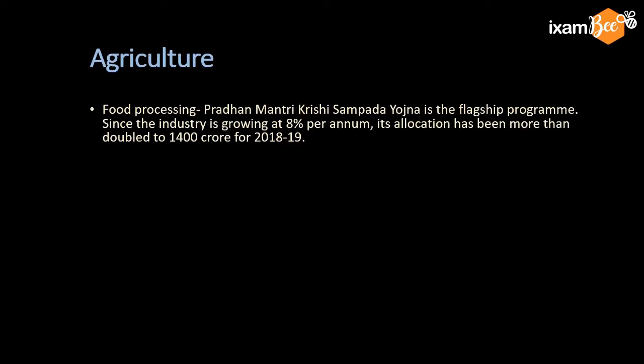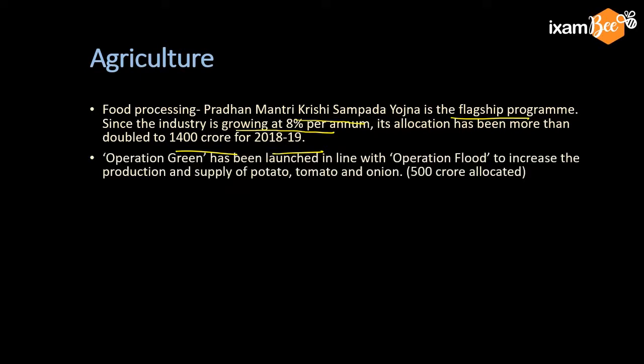Then for food processing, Pradhan Mantri Kisan Sampada Yojana is the flagship program, and because the food processing industry is growing at 8% per annum, its allocation has been more than doubled to 1,400 crore for this year, 18-19. There is still actually a lot of gap for food production. We are able to produce, but our food processing industry is not developed.